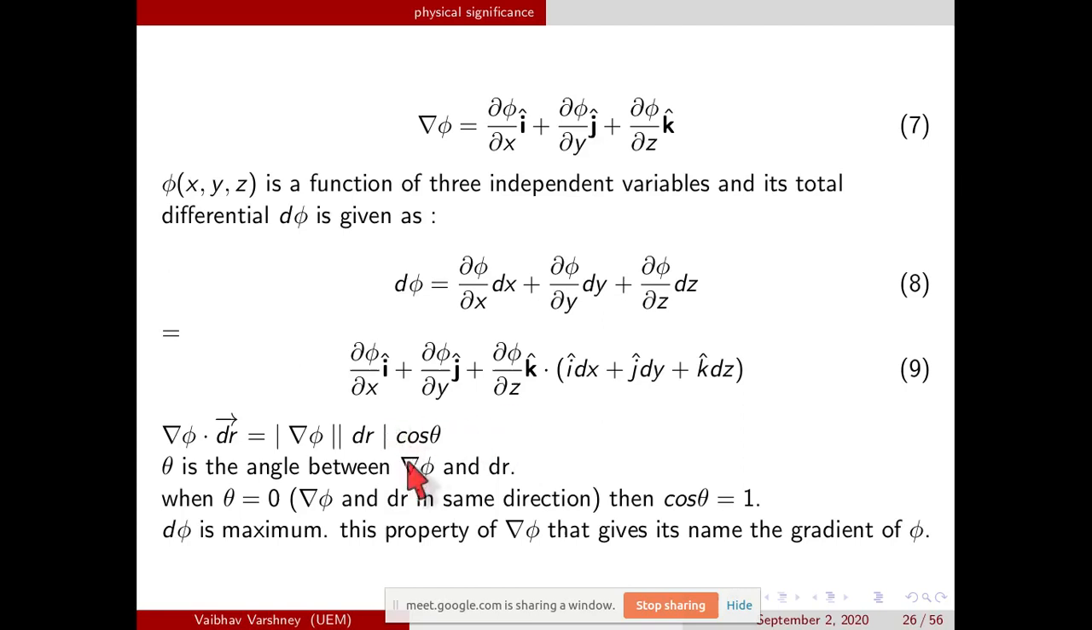Now if you take theta equal to 0, theta equal to 0 means del phi and dr are in the same direction, and the maximum value of cos theta is 1, and it's when theta is equal to 0. So it is that direction where d phi is maximum.